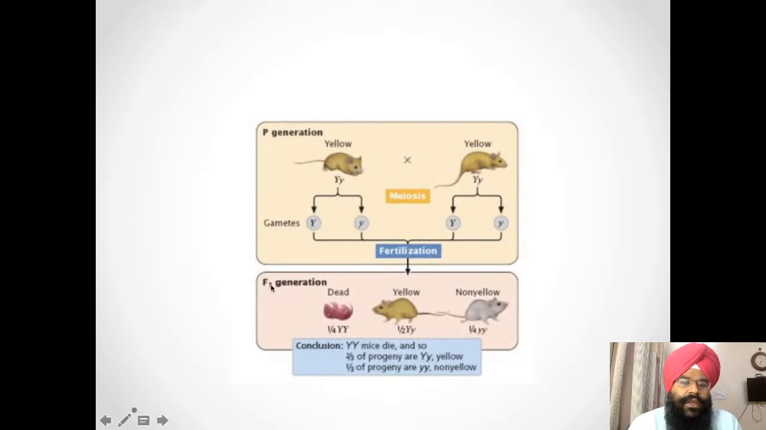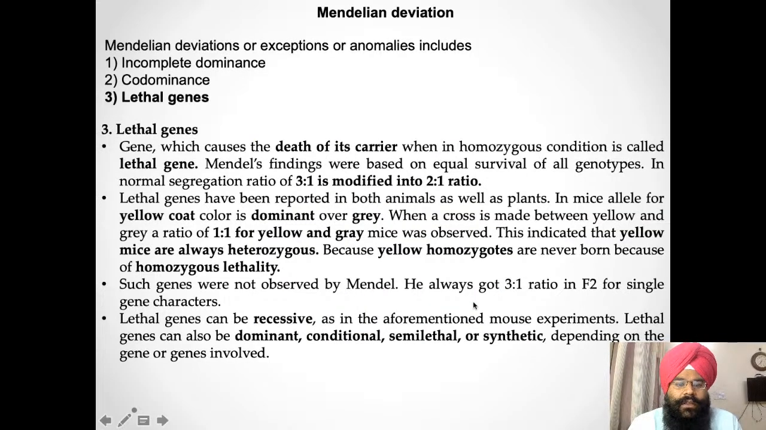So we have fertilization, so the F1 generation: capital Y capital Y, capital Y small y, and small y small y. So half of your generation is yellow. One fourth is homozygous dominant, but whenever the dominant genes are present in that combination, the mouse has to die. But two thirds of the progeny is yellow, and one third of the progeny will be non-yellow, like in this case. So that's how lethality depends upon what kind of genes are present. Lethal genes could be dominant, conditional, semi-lethal, or synthetic. So they could be in any form depending upon the genes involved.